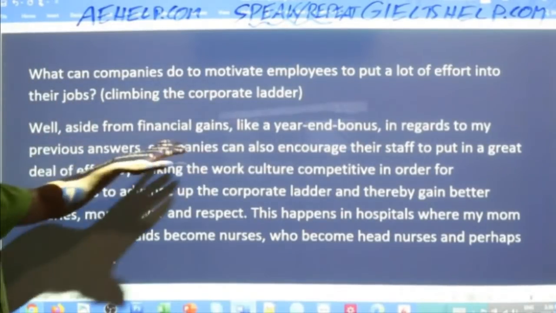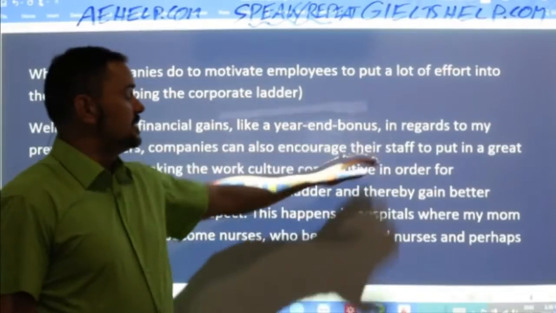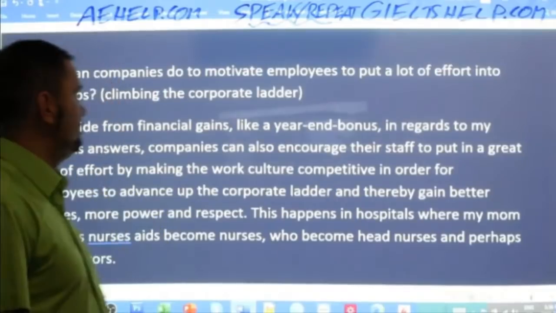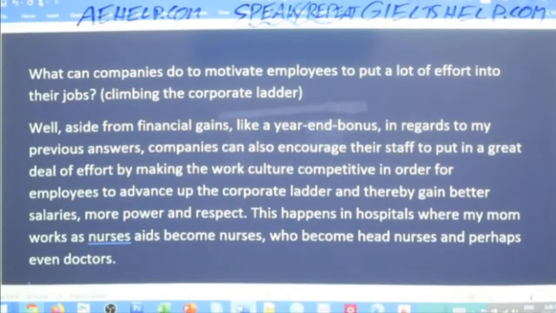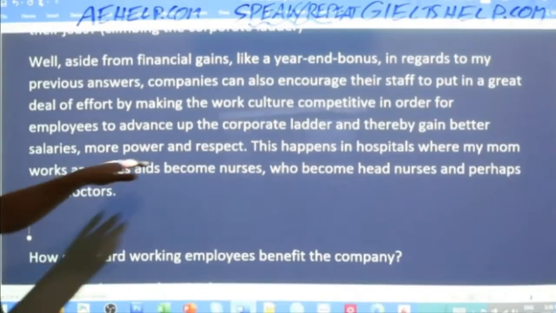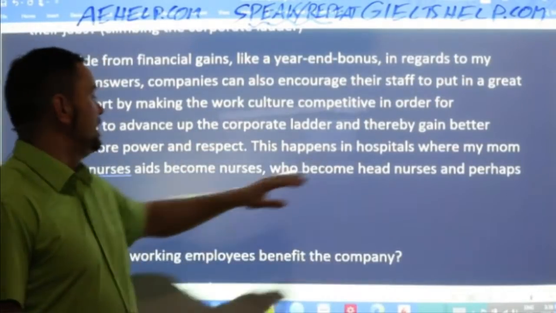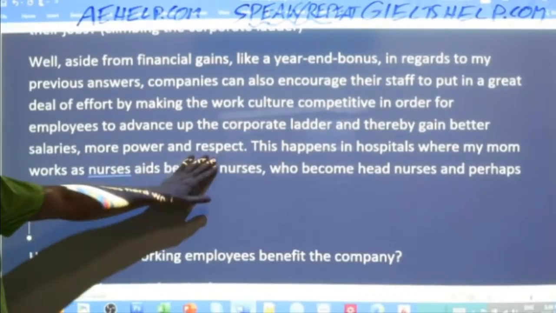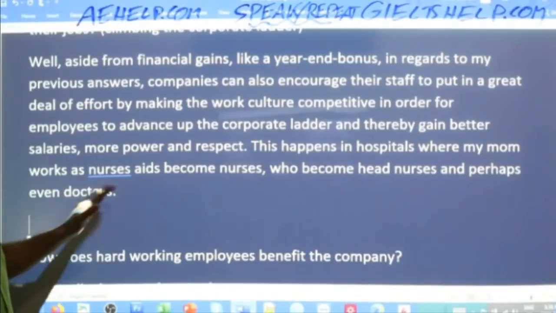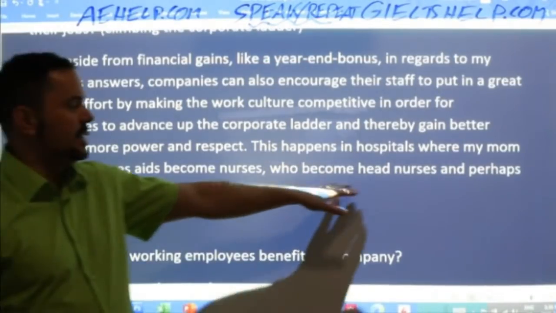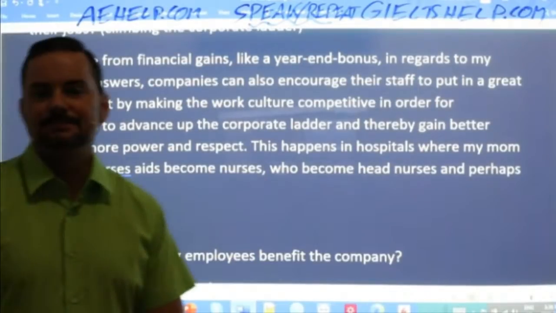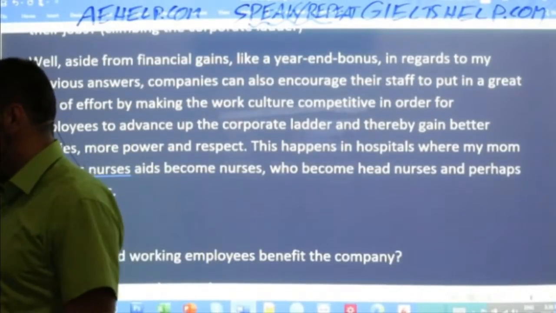Well, aside from financial gains like a year-end bonus, in regards to my previous answer, companies can also encourage their staff to put in a great deal of effort by making the work culture competitive in order for employees to advance up the corporate ladder and thereby gain better salaries, more power, and respect. This happens in hospitals where my mom works, as nurses' aides become nurses who become head nurses and perhaps even doctors. All right. Doing a good job so far, students.